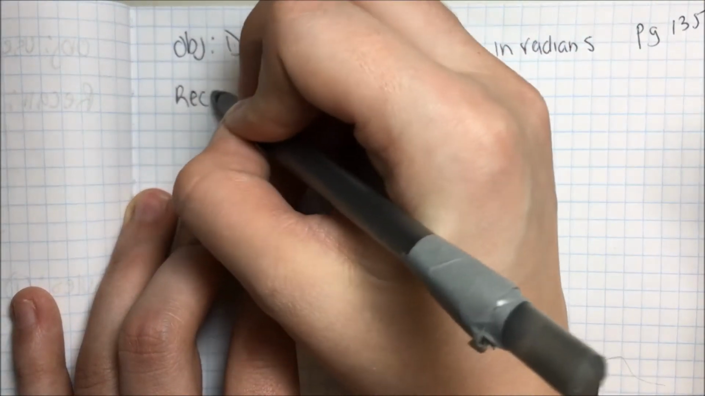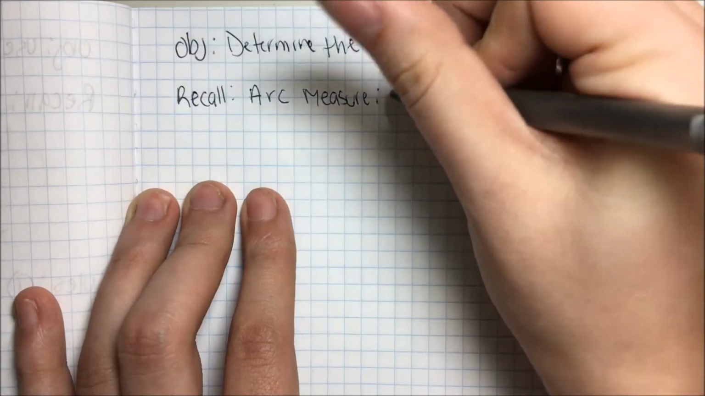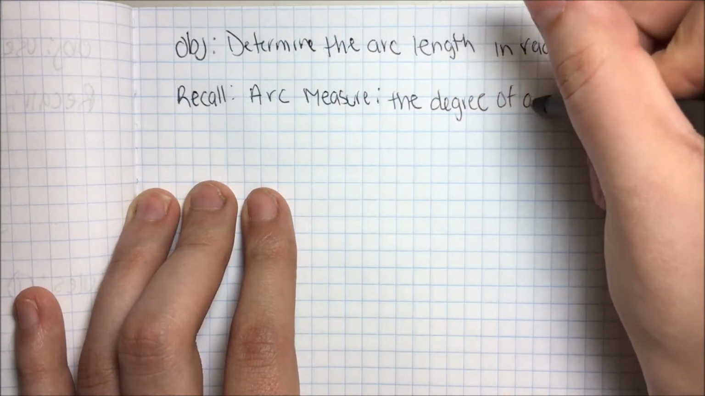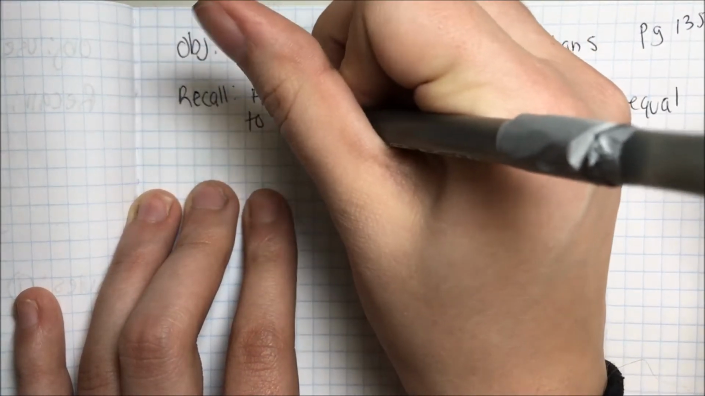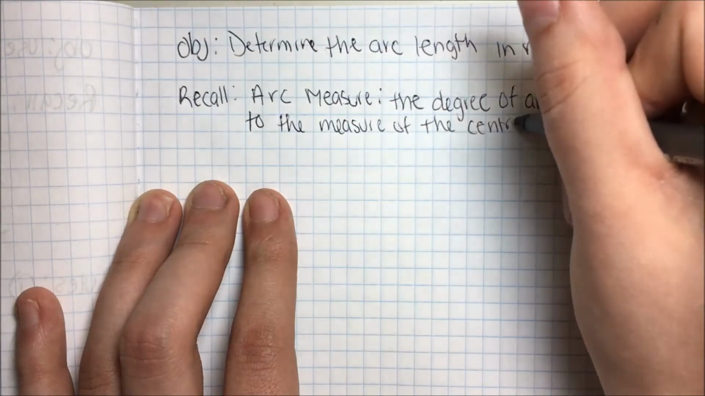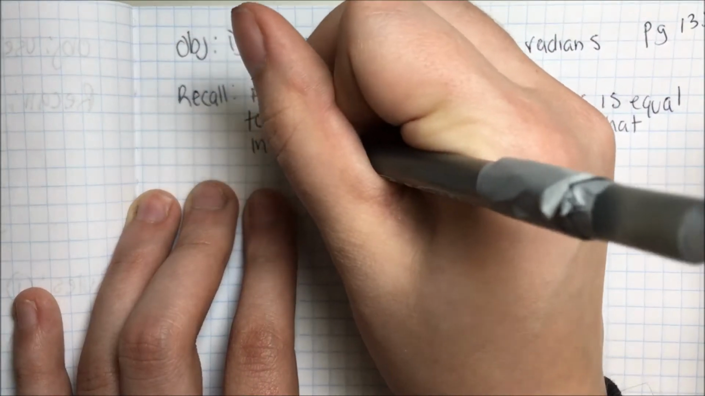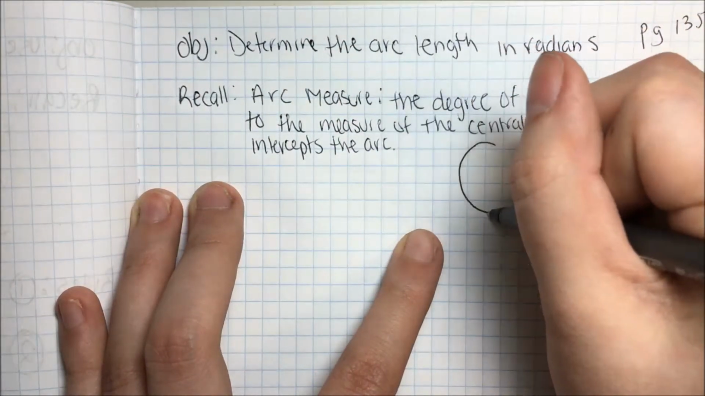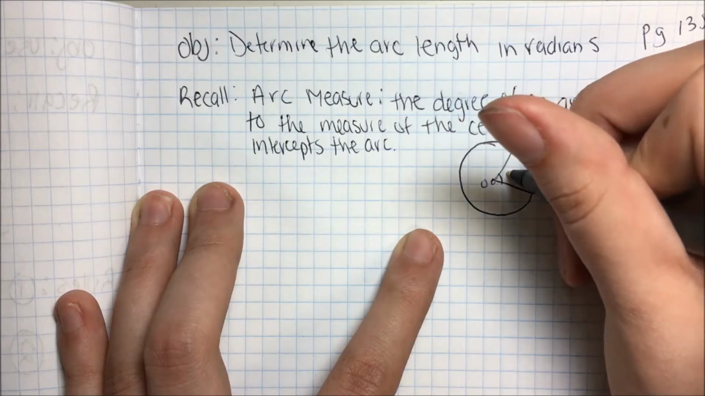So we want to recall arc measure. The degree of an arc is equal to the measure of the central angle that intercepts the arc. So for example, if we have circle O with a central angle of, say, 82 degrees.